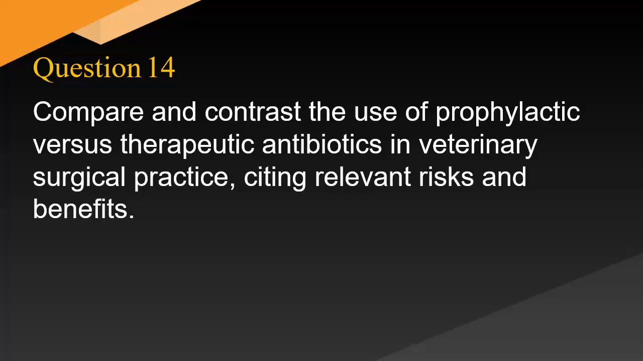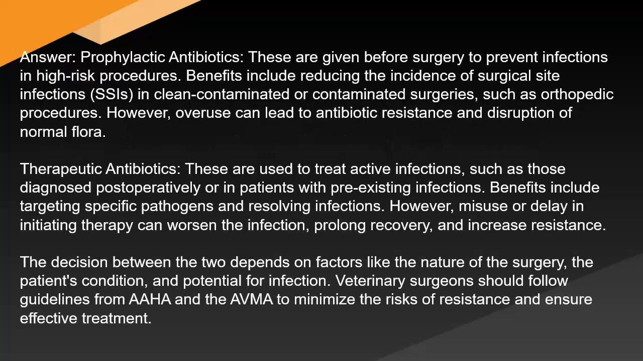Compare and contrast the use of prophylactic versus therapeutic antibiotics in veterinary surgical practice, citing relevant risks and benefits. Answer: prophylactic antibiotics. These are given before surgery to prevent infections in high-risk procedures. Benefits include reducing the incidence of surgical site infections (SSIs) in clean-contaminated or contaminated surgeries, such as orthopedic procedures. However, overuse can lead to antibiotic resistance and disruption of normal flora. Therapeutic antibiotics. These are used to treat active infections, such as those diagnosed postoperatively or in patients with pre-existing infections.